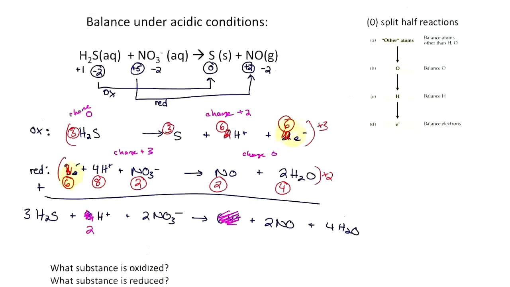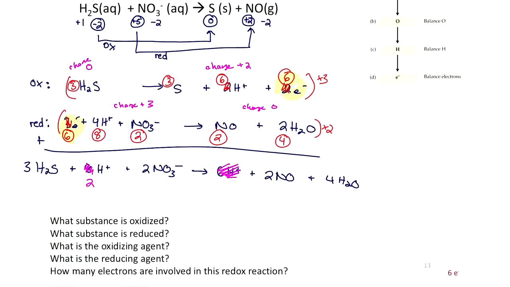All right, so what substance is oxidized? H2S. What substance is reduced? It's the other thing. What's the oxidizing agent? It's the nitrate. What's the reducing agent? It's whatever was oxidized, so H2S. How many electrons are involved in this redox reaction? It is 6 because of how we canceled it.